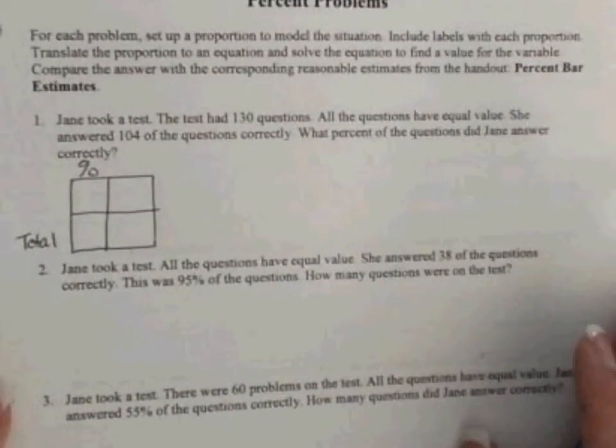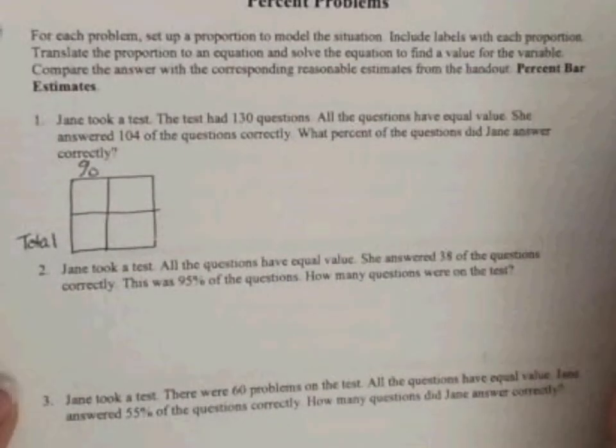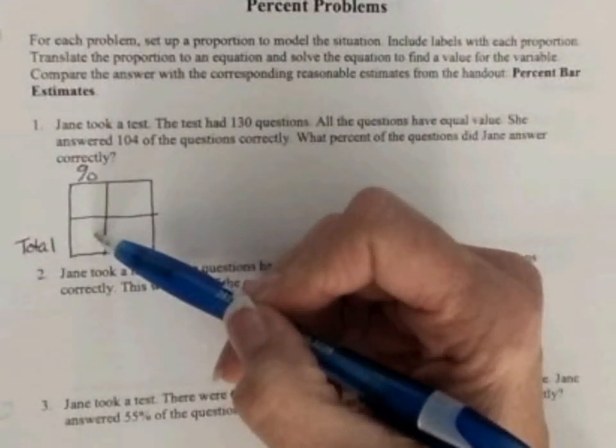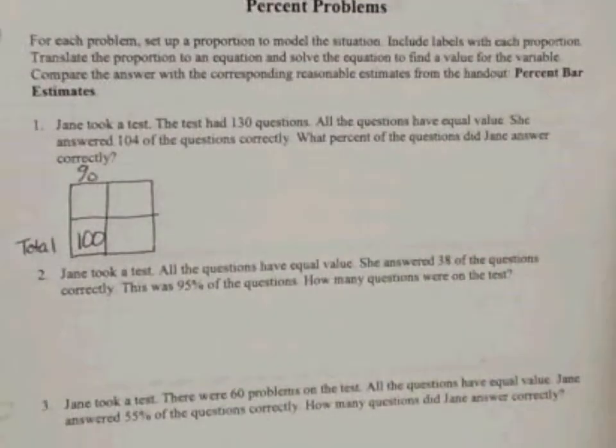So Jane took a test. The test had 130 questions. All the questions have equal value. She answered 104 of the questions correctly. What percent of the questions did Jane answer correctly? Whenever we're doing percentage, we can always fill in this bottom square on our column, because percentages are out of 100. So total percent is always going to be 100 right there.